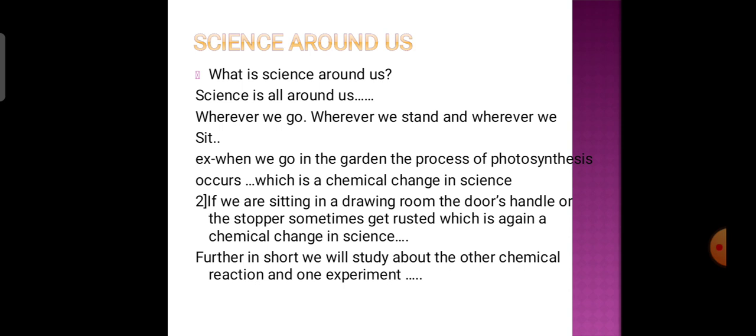For example, when we go into the garden, the process of photosynthesis occurs, which is a chemical change in science. Second, if we are sitting in a drawing room, the door's handle or the stopper sometimes gets rusted, which is again a chemical change in science. Further, in short, we'll study the chemical reactions taking place.